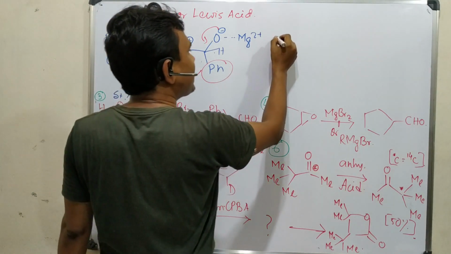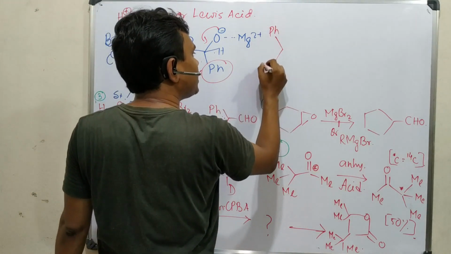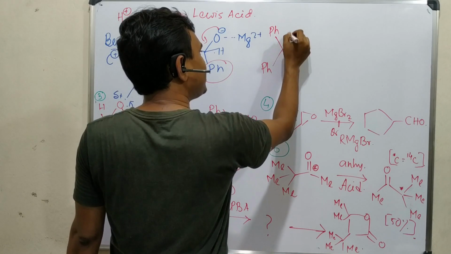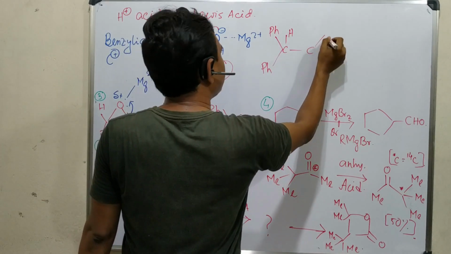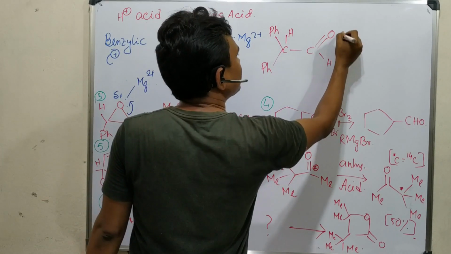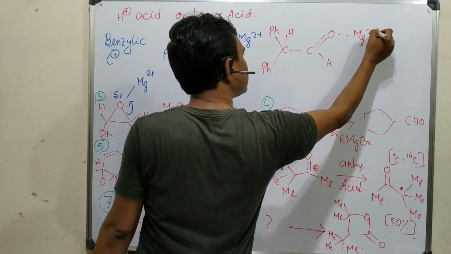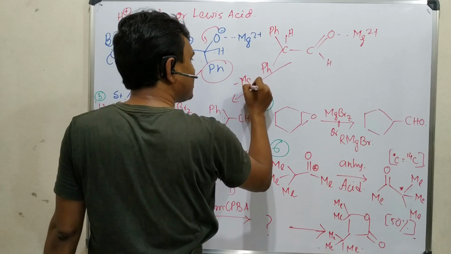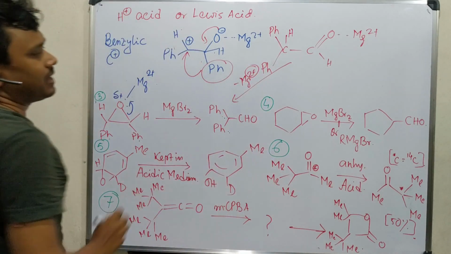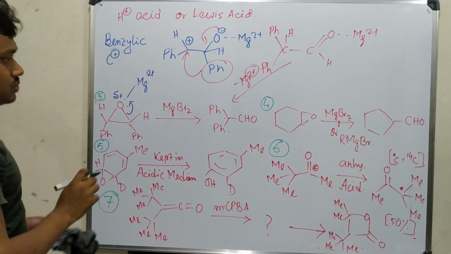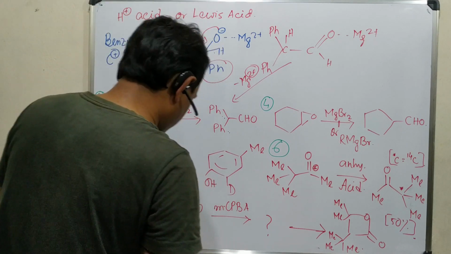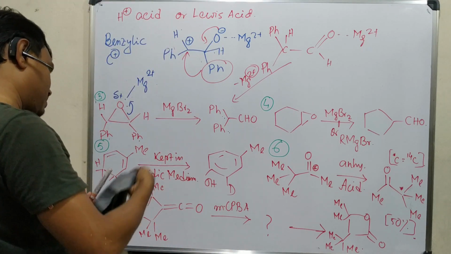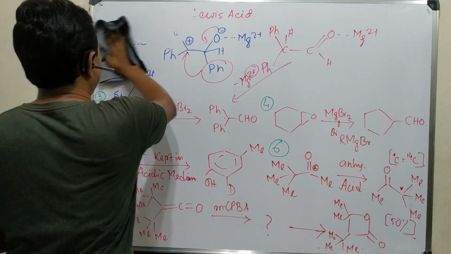So what will be the product? On one carbon there is a phenyl, there is one hydrogen, and along with that, there is an OH coordinated with magnesium 2 plus. Fine, and after removal of this magnesium 2 plus, it produces this aldehyde. Fine, same. So this much we have understood, and I believe these are fairly easy examples.